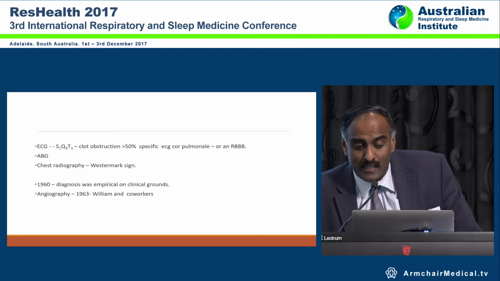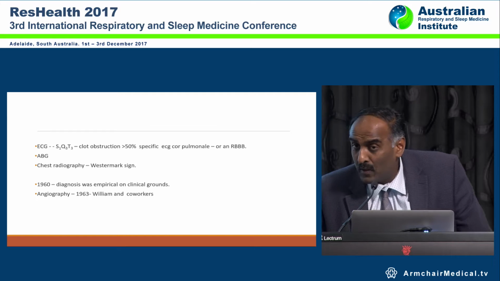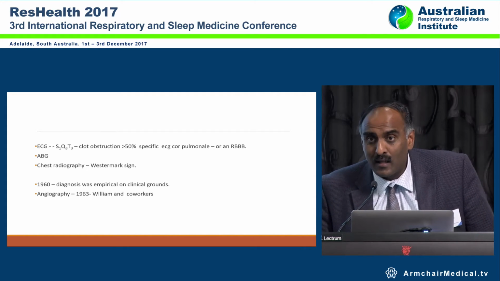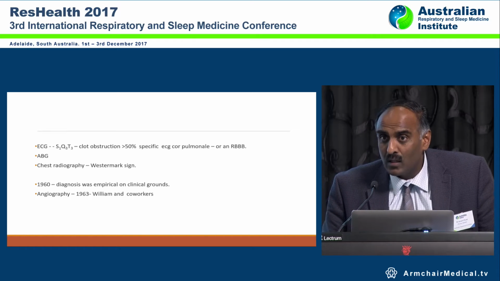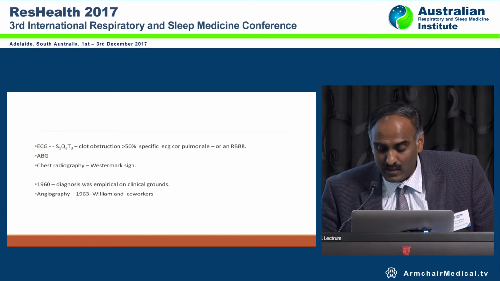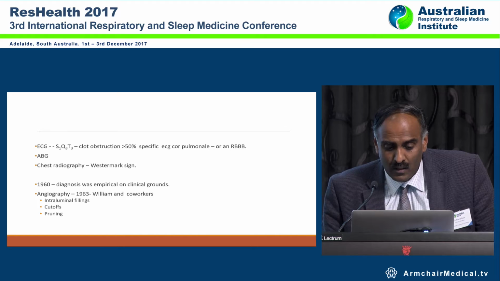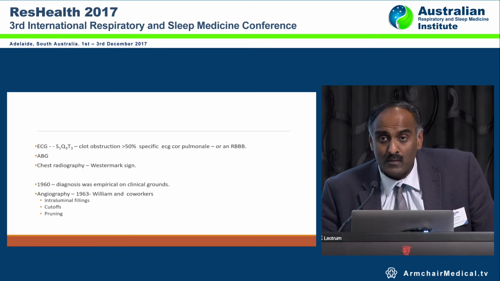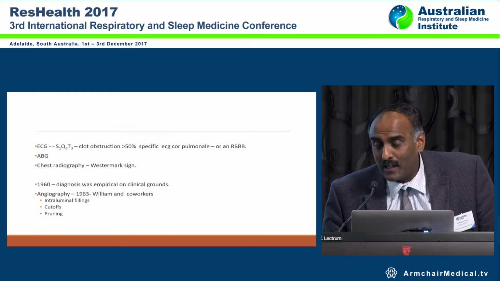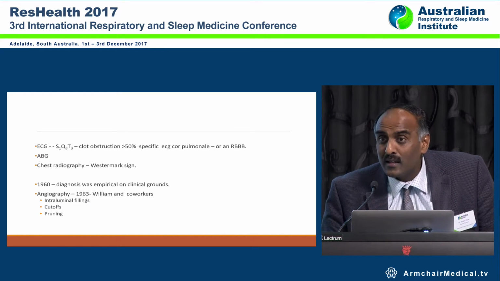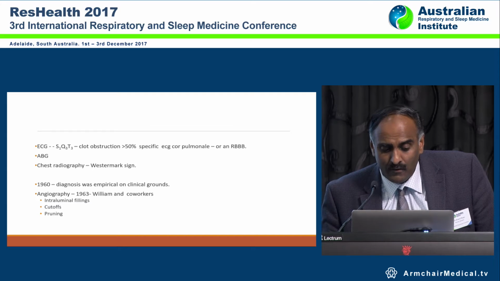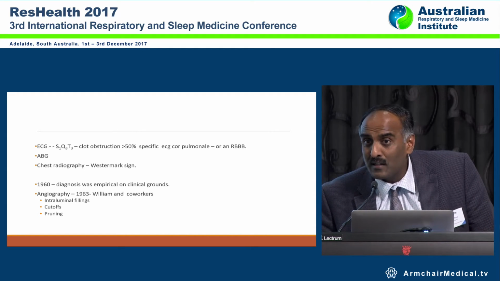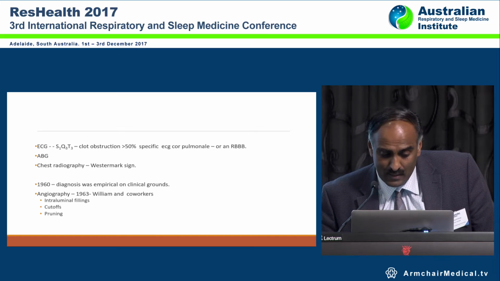Now, angiography came in 1963 with Williams and co-workers, and following that with Dalen and co-workers, showing us anatomical abnormalities within the pulmonary vasculature, leading to a more clear-cut and definitive diagnosis of pulmonary embolism. Now, there are major and minor features on angiogram. We're not talking about CT angiograms, we're talking about cardiac catheterization and angiograms. The major morphological findings were intraluminal filling defects, cutoffs, and prunings, and it was considered the gold standard till the late 1970s.